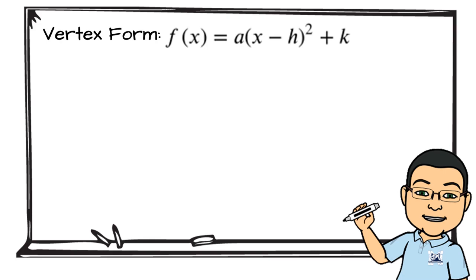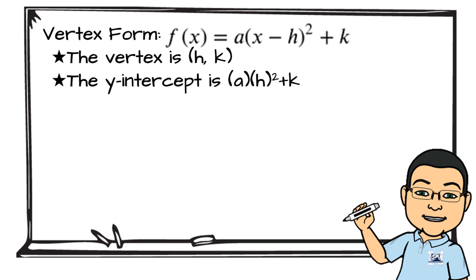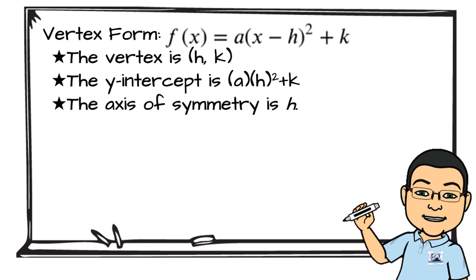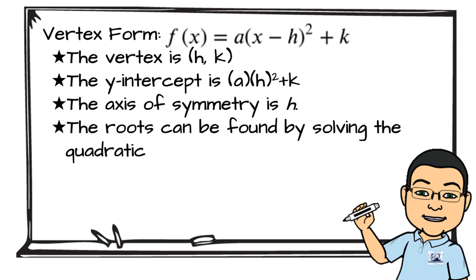And in the vertex form, again, (h, k) is the vertex, so that's delivered right away. The y-intercept then would be a times h squared plus k. The axis of symmetry will be at h, because it passes right through the x location of the vertex, and the roots can be found by solving the quadratic.